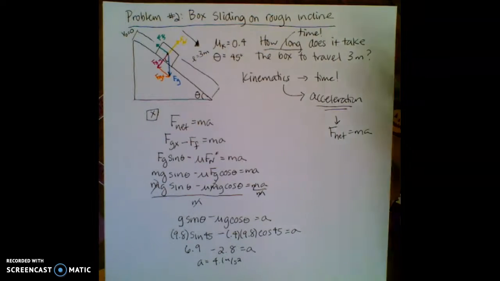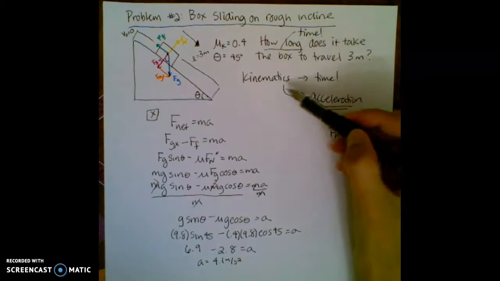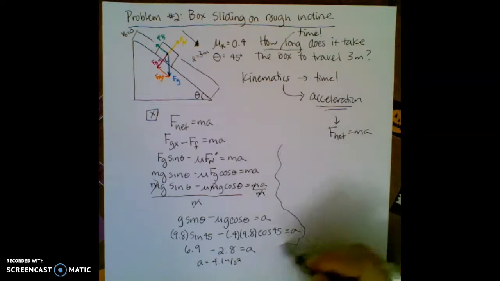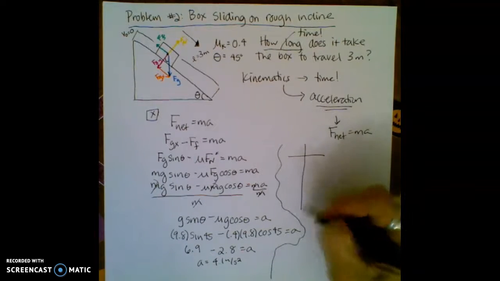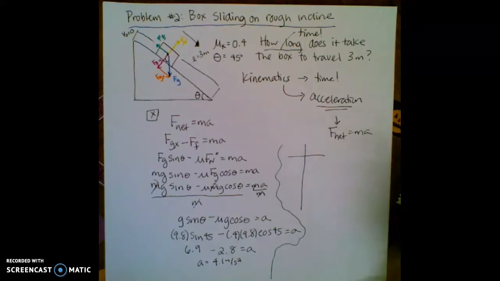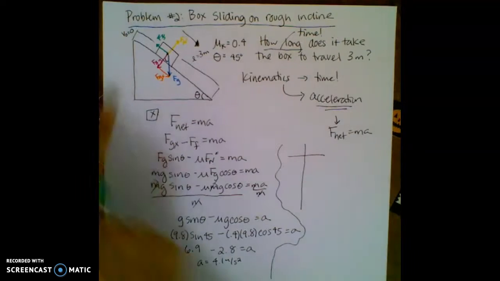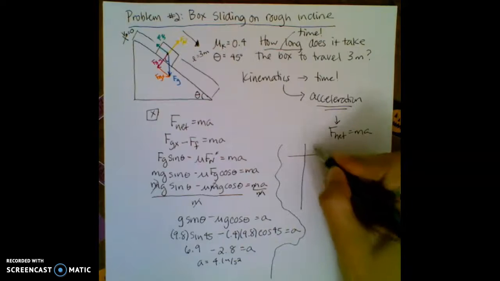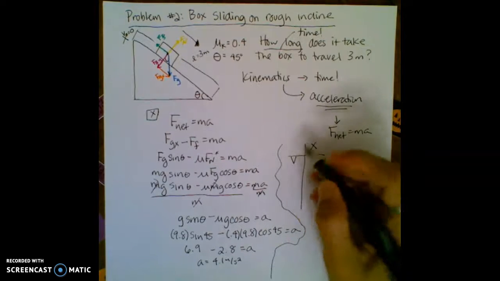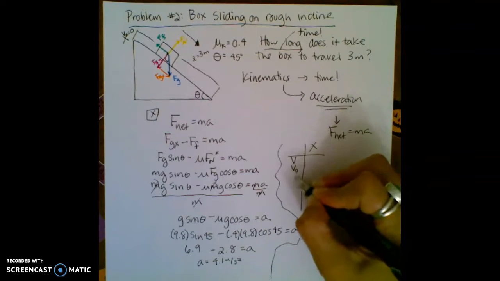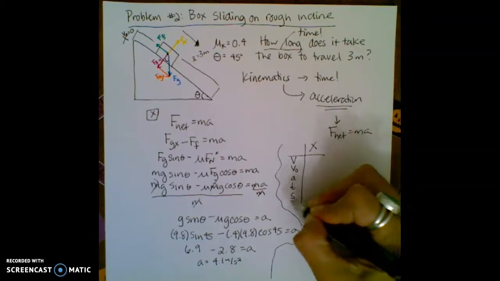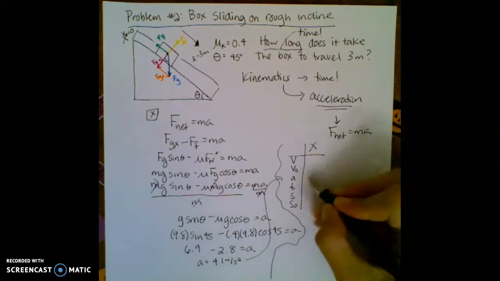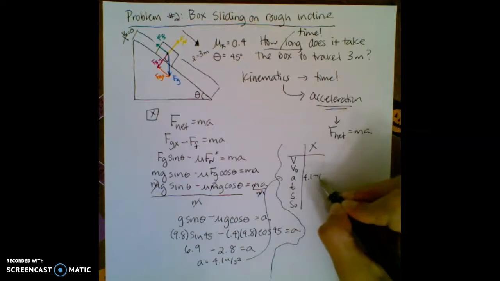And what did the problem want? It wants time. So now I can go over to kinematics and I can plug in my given chart. It's only one direction, which is nice because it's only in the x direction. It's not moving in the y direction because remember we orient our axes so that the x direction is down the incline. So I have x's here and then I have all my variables, v, v naught, a, t, s, and s naught.